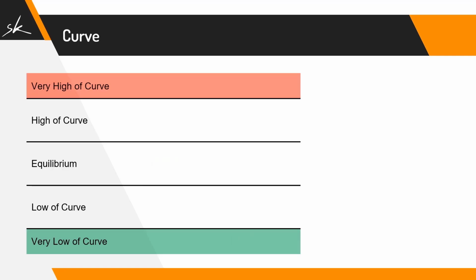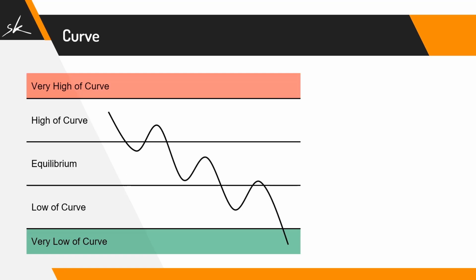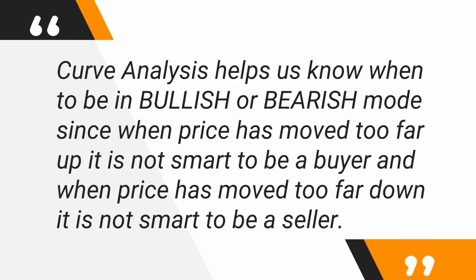Curve analysis helps us know when to be in bullish or bearish mode. When price has moved too far up, which means expensive price, it is not smart to be a buyer. Similarly, when price has moved too far down, which means cheaper price, it is not smart to be a seller. To recap, curve analysis helps us know when to be in bullish or bearish mode, since when the prices have moved too far up, it is not smart to be a buyer, and when the prices have moved too far down, it is not smart to be a seller.